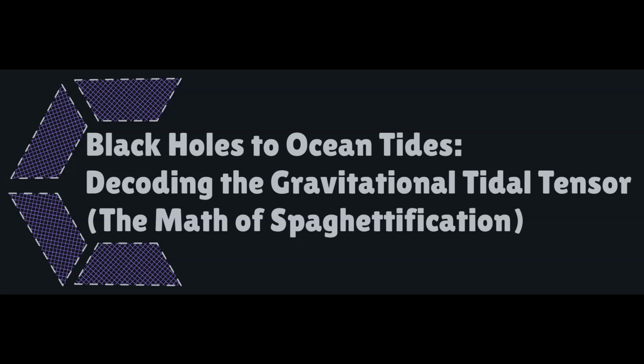That's the crucial step. The tidal tensor is fundamentally about the second derivatives of the potential. The formula they give is T_ij = ∂²Φ/∂x_i∂x_j. Now, don't worry too much about the partial derivative symbols. Conceptually, it means we're taking the derivative of the derivative.